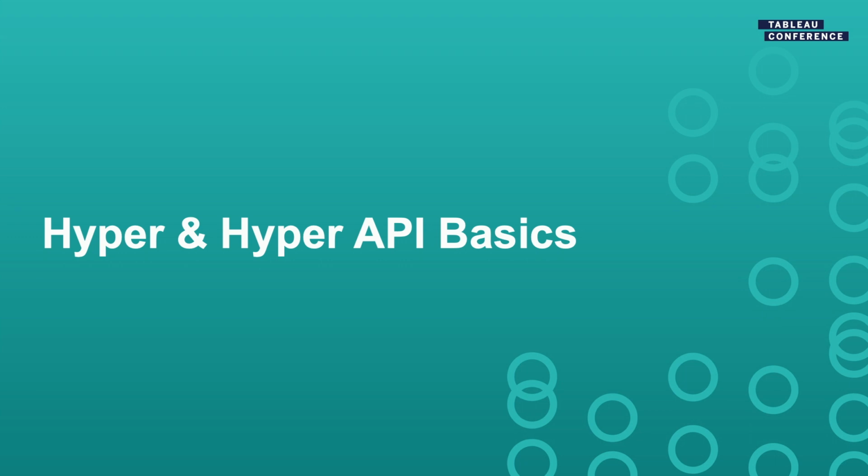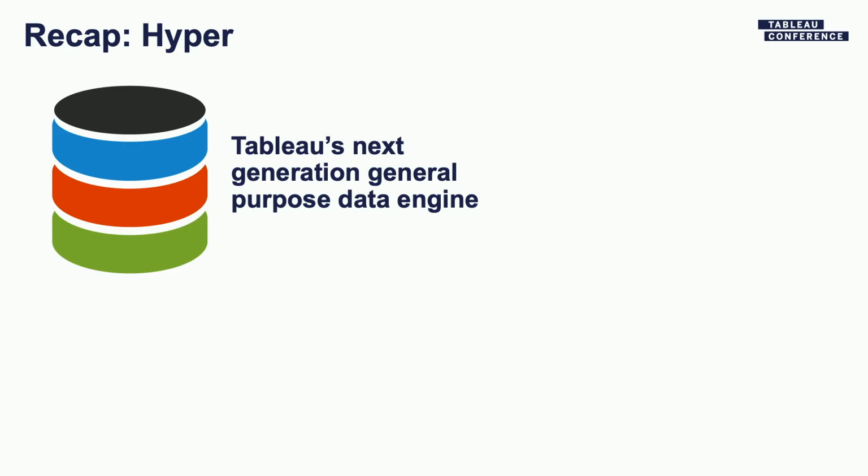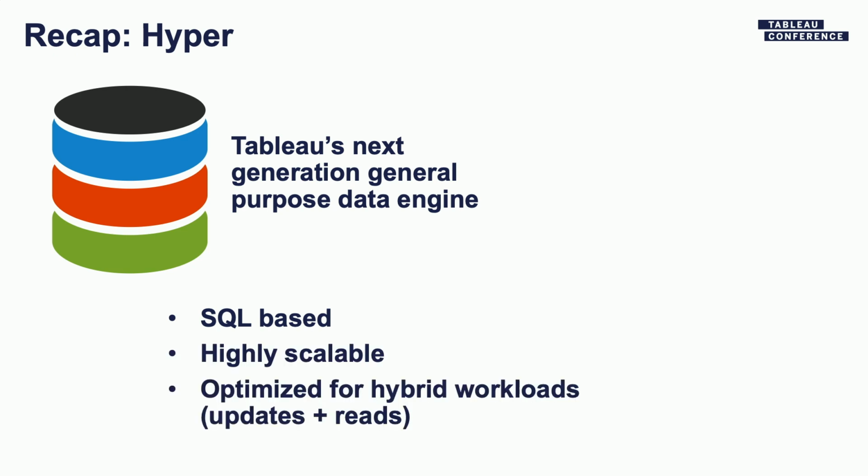Cool, Jan. All right. Now let's get started with the basics. To recap, why is it called HyperAPI? Well, because it interacts with Hyper. What is Hyper? Hyper is Tableau's next generation general purpose data engine or database system. It's SQL-based, it's highly scalable, and it's optimized for hybrid workloads. That's an especially cool thing about it. So it can theoretically and also practically do updates and analytics at the same time on the same state of data.